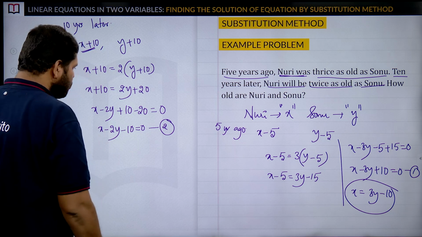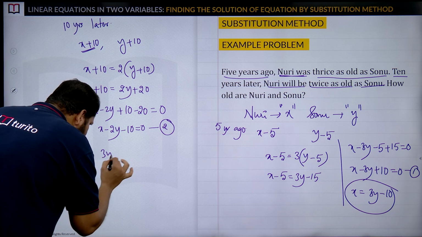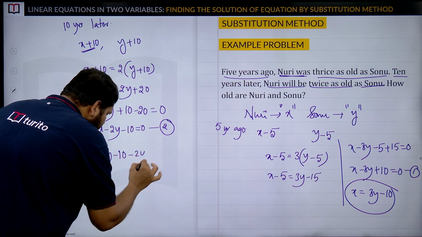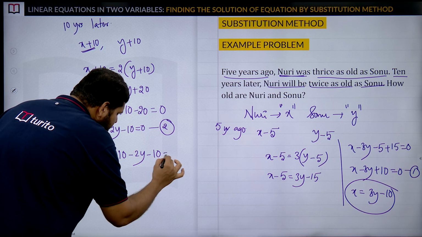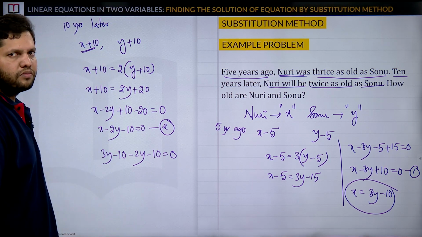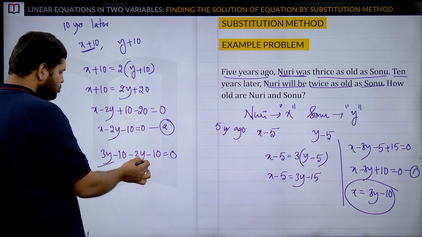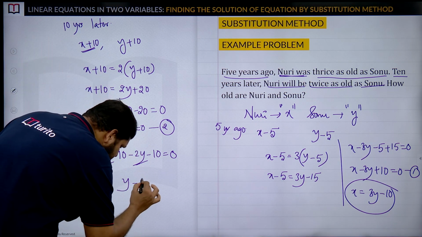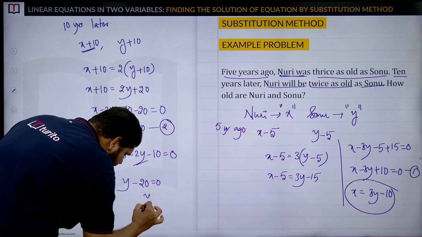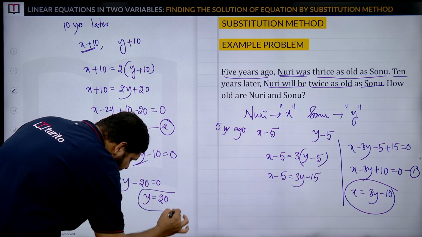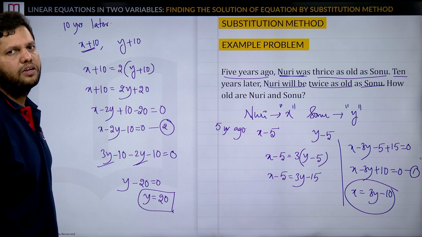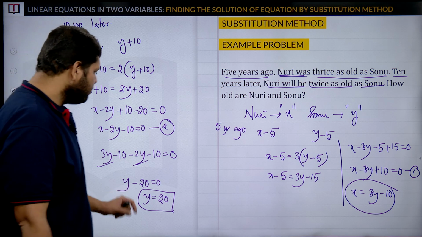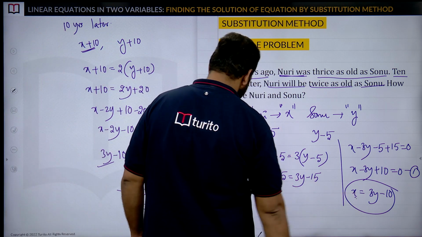So X is equal to what? 3Y minus 10. And this is minus 2Y and minus 10 equal to 0. Children, 3Y minus 2Y, can I say single Y? Minus 10 minus 10, I can say minus 20 equal to 0. Then what is the Y, children? Y is equal to 20. Okay, so we got Y is equal to 20 as the answer.